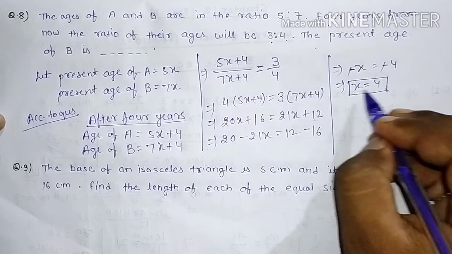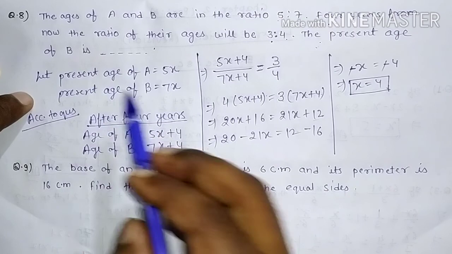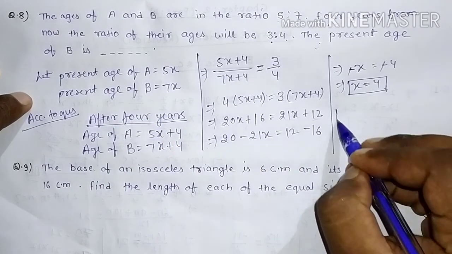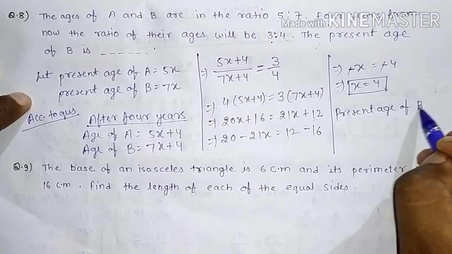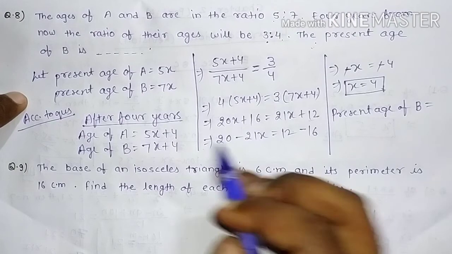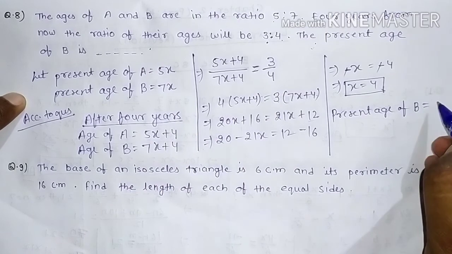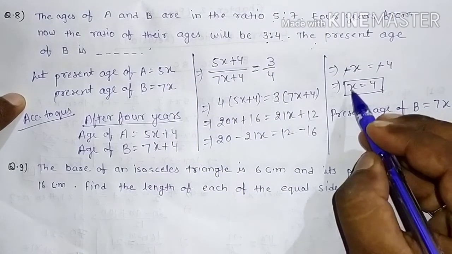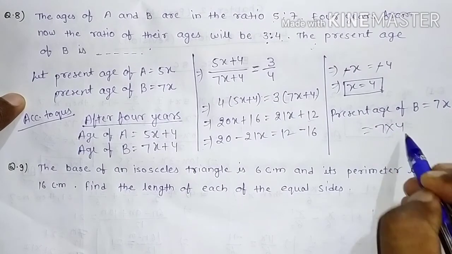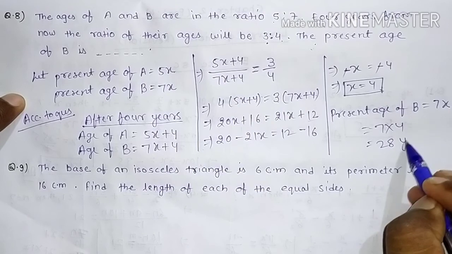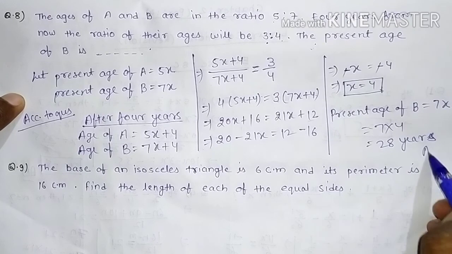Now the value of x is 4, and here we have to find the present age of B. So the present age of B equals 7x. Here I am taking the present age of B as 7x. So put the value of x, that is 4, in this equation 7x, so 7 into 4, 7 fours are 28, so 28 years. The present age of B is 28 years, and this is the answer.